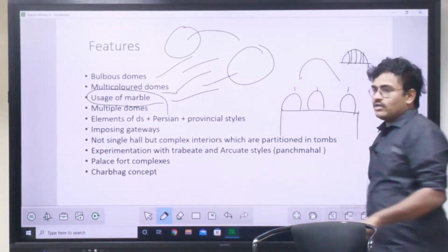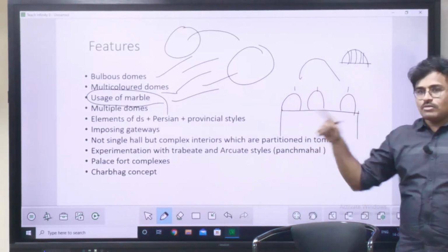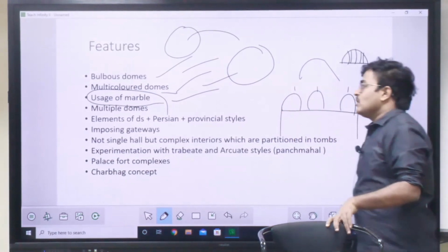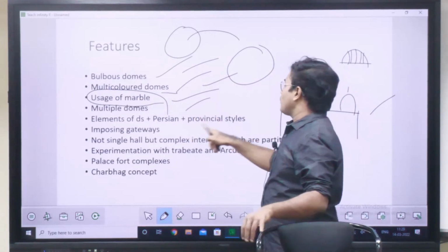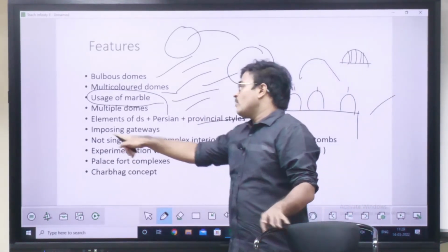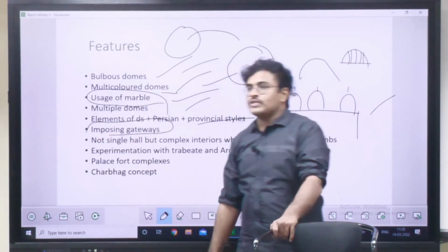Jama Masjid in Delhi, same structure. Only one structure, but 3-4 domes on top. So that is also one more thing that they have done. Then elements of Delhi Sultanate, Persian, provincial styles, all of them are integrated. And one more important thing about the Mughals is they had imposing gateways.